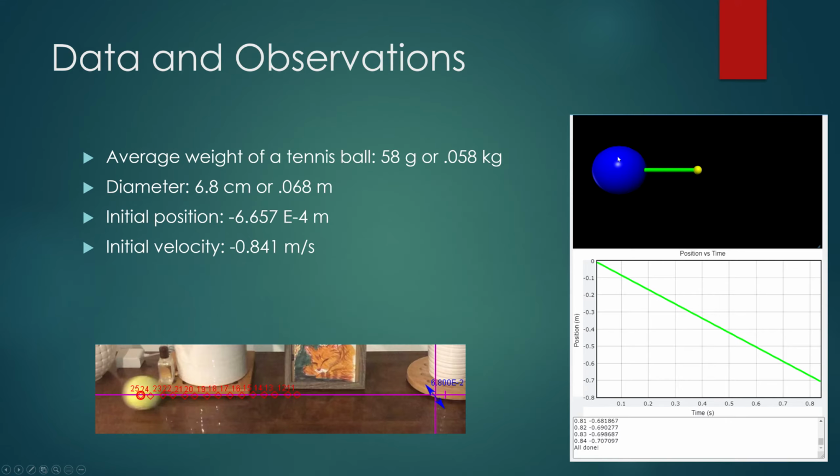This is how I created my theoretical and observed models. For my observed model, I imparted initial velocity on a tennis ball and recorded its movement with the assumption that friction would be negligible to the object rolling instead of sliding.